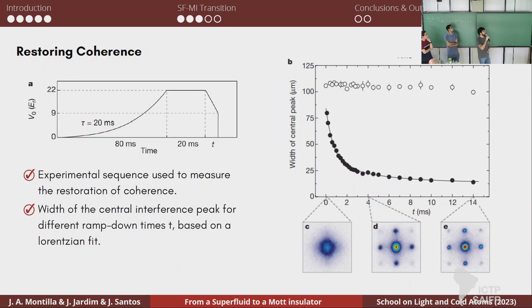Another property of the Mott insulator system is that it can restore its coherence, and it can restore it very quickly. They found that in a measurement where they increase the potential and then reduce it, and you can find here that the coherence is restored.